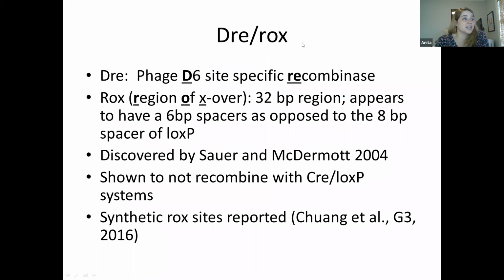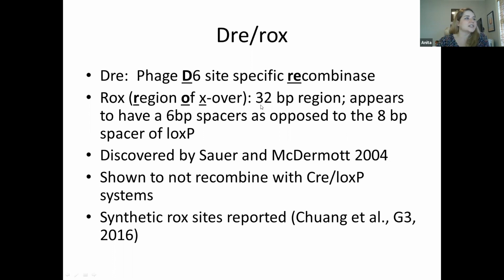And so there's actually a third one that's still under active development, but I know people are starting to use it, DRE-ROX. This was another phage, and it stands for D6 phage site-specific recombinase, DRE. And ROX is the region of X-over instead of the locus of X-over, so basically a crossover.